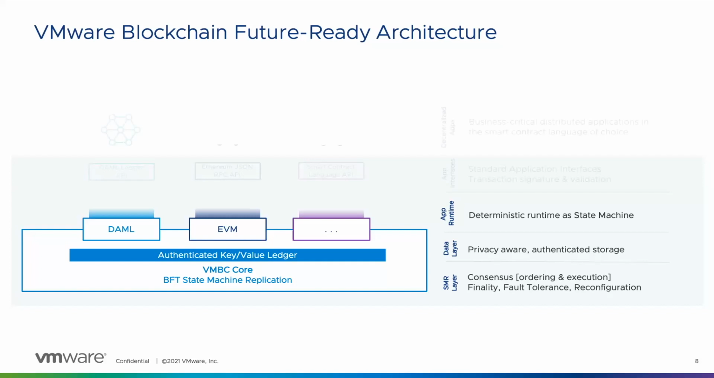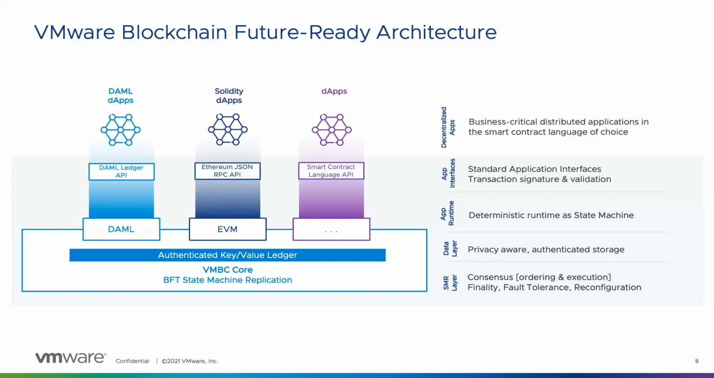And of course, on top of that, there are standard application interfaces, which provide an entry point towards the ledger. So for DAML, we have a DAML Ledger API. For Ethereum, it's the Ethereum JSON RPC API. And on top of that, we really have these business-critical applications in your smart contract language of choice.